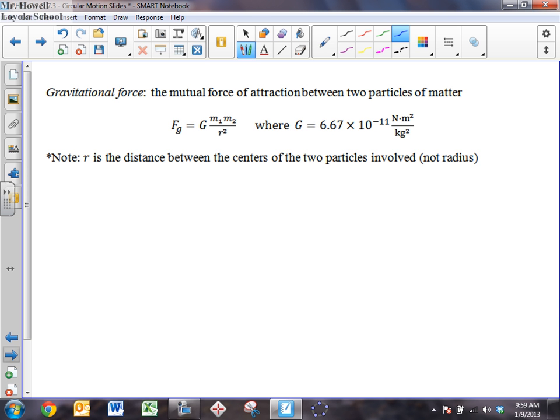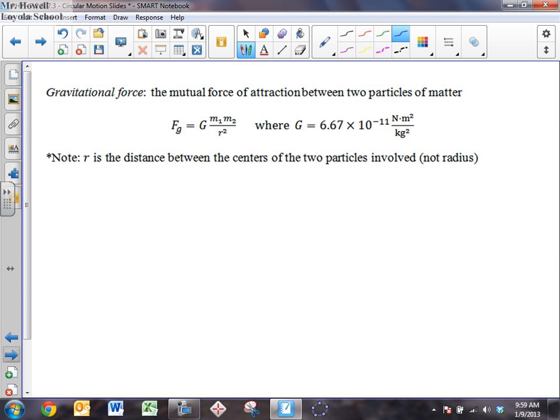So let's start by just simply writing this down. The gravitational force is defined as the mutual force of attraction between two particles of matter. A particle of matter could be an atom. A particle of matter could simply be something like the Earth. You could model anything as particles. So the force of attraction, that mutual force between the two, is the force of gravity.